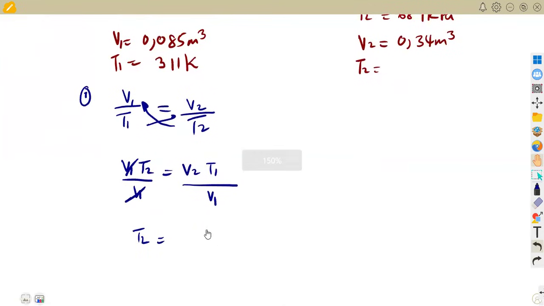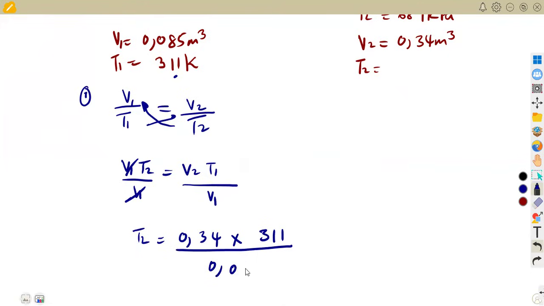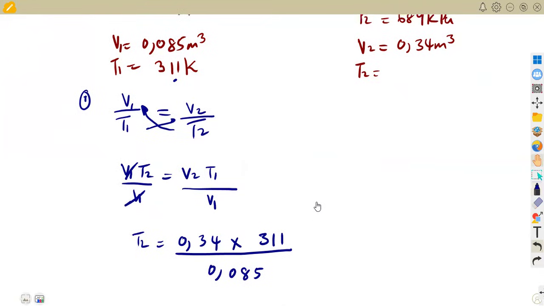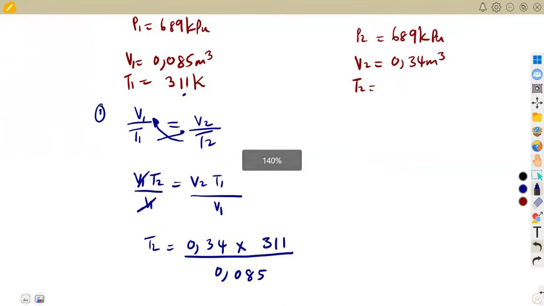That's the V2. We have the volume at the end, 0.34, times T1. Initially, our temperature was 311 Kelvin, over V1. Initially, our volume was 0.085. That's it. So you work with what you are given. So we can find our T2, that is the temperature in Kelvin, which was going to be 1,244 Kelvin. So that was it.